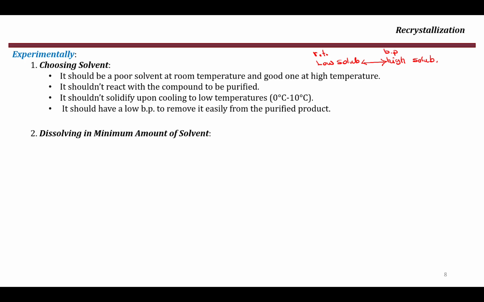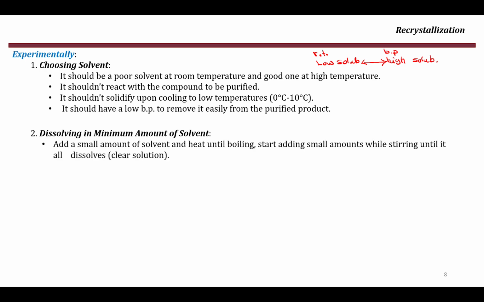The second step is that once you choose the solvent, you have to dissolve your solute in the minimum amount of solvent. You have to avoid adding too much solvent, otherwise the amount of crystals that you will be able to get back will be very small. To add the minimum amount of solvent, you add a small amount of solvent to your solute, the crystals, the solid, and heat it until boiling. Then start adding small amounts of the solvent while stirring the solution, and we keep doing this until we get a clear solution.